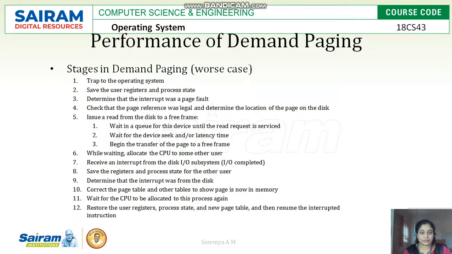The page has come to the main memory, and then you have to wait for the CPU until it is allocated to the process which got the page fault. So the process has to wait for the CPU, then restore the user registers, restore the process state, create the new page table, and then resume the interrupted instruction. So in the worst case, demand paging takes a longer period of time, because it has to perform almost 12 plus 3 steps to come back and start working.